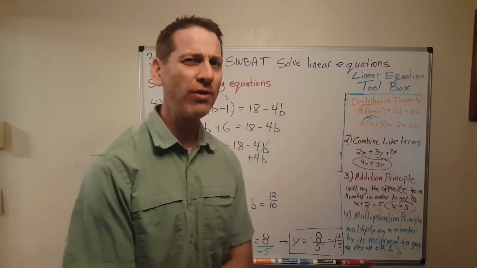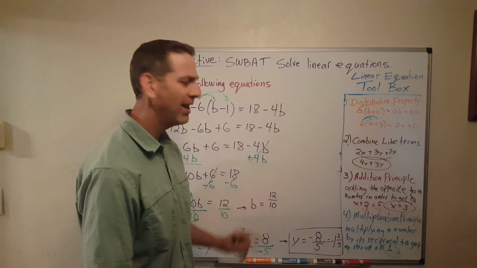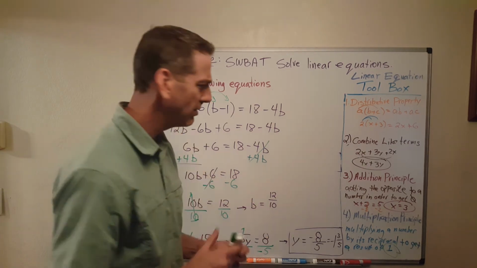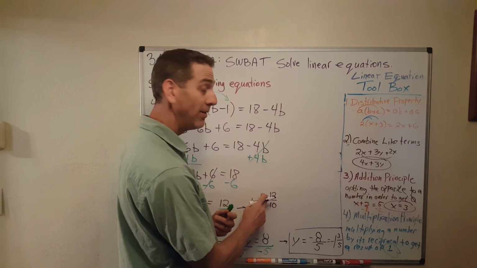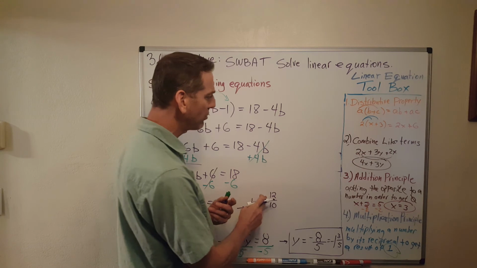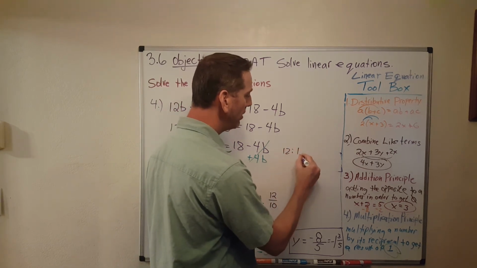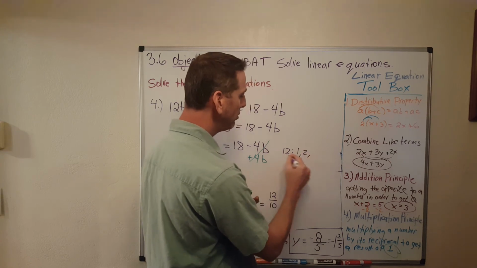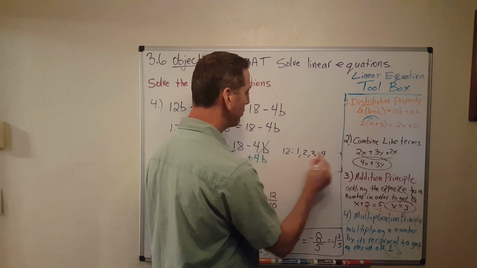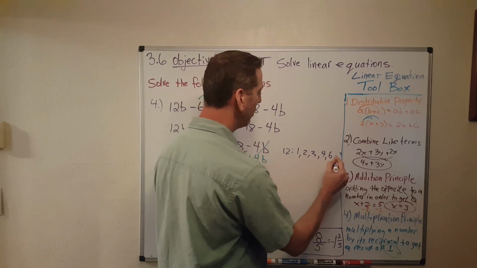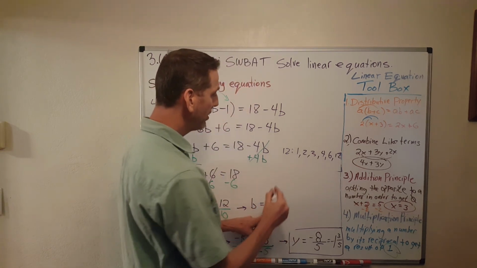Here's the way I simplify fractions. What's the greatest common factor of 12 and 10? Well, what's a factor? Factors are just numbers that divide into 12. What are the numbers that divide into 12? Let's look at the factors of 12. 1, 2 goes into 12, 3 goes into 12, 4 goes into 12, 6 goes into 12, and 12 goes into 12. What are the factors of 10?